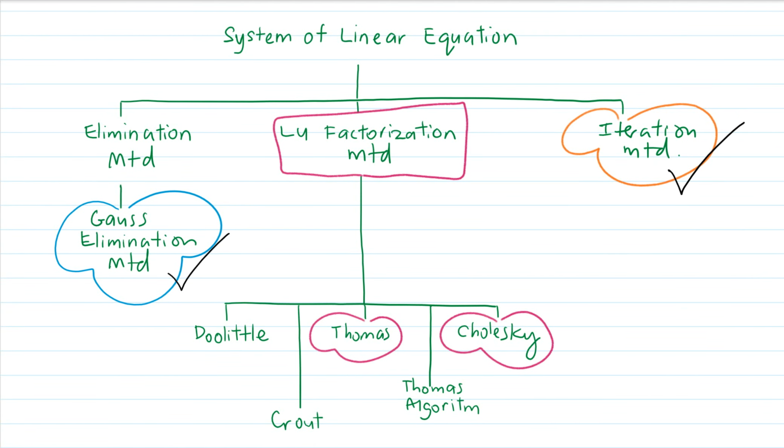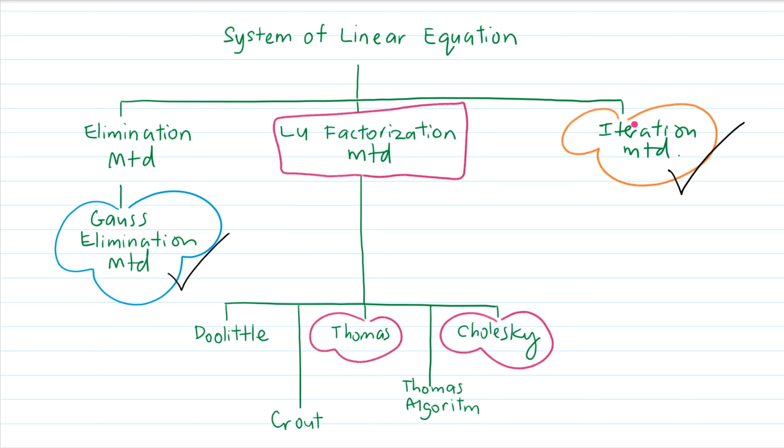So our topic today is still under chapter number 3, system of linear equation. We already learned two types of solution. First, using the elimination method, to be specific, the Gauss elimination method, and the second method is using the iteration method, to be specific, the Gauss-Seidel iteration method.